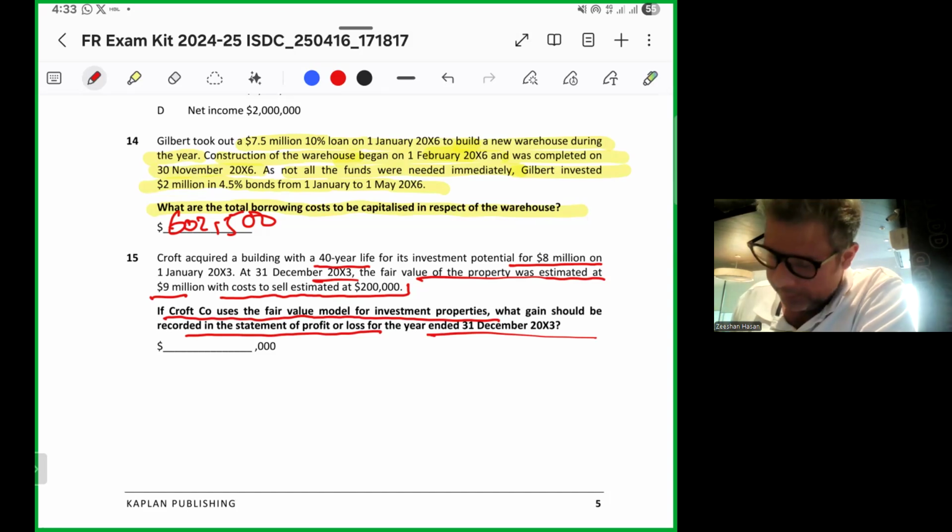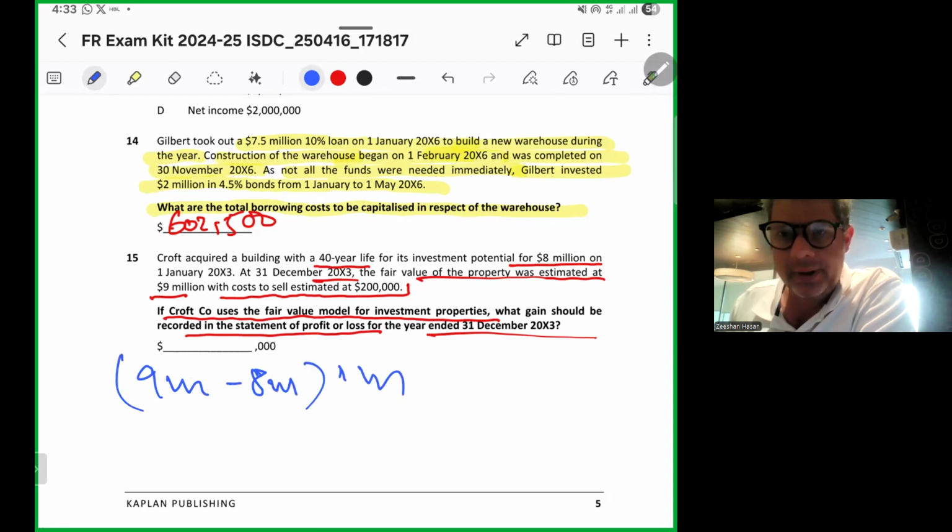So the fair value gain is 9 million minus 8 million. We get 1 million, right? It should be taken into the statement of profit or loss. Cost to sell is ignored. And since Croft uses the fair value model, no depreciation will be charged on the building. So it's 1 million. That's it.